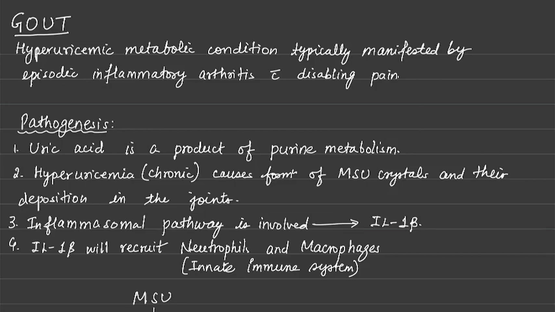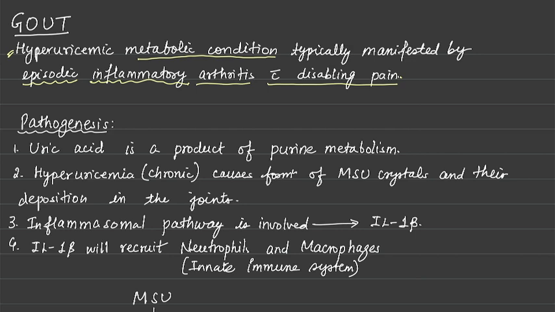Okay, in this video we will be discussing gout. What is gout? First of all, definition. It is a hyperuricemic metabolic condition. Remember, metabolic condition, which is typically manifested by episodic inflammatory arthritis. There are flares of arthritis in this condition, and there is disabling pain associated with gout. The patient is not able to walk. Patient presents to you with swollen and tender joints.